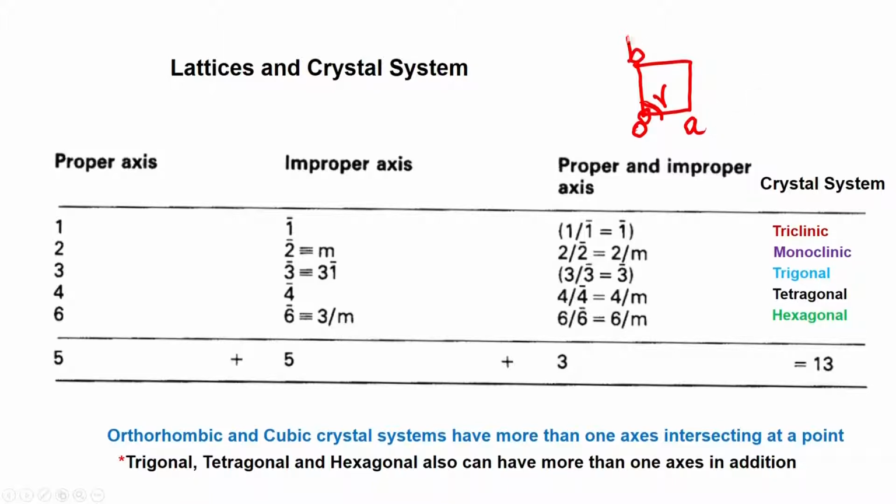So, the A, B, C, alpha, beta, gamma have no significance when we have only a single operation, which is now a 360 rotation. So, if the axis of rotation is one-fold, then there is no restriction on the values of A, B, C, alpha, beta, gamma, and that defines what is known as a triclinic system.